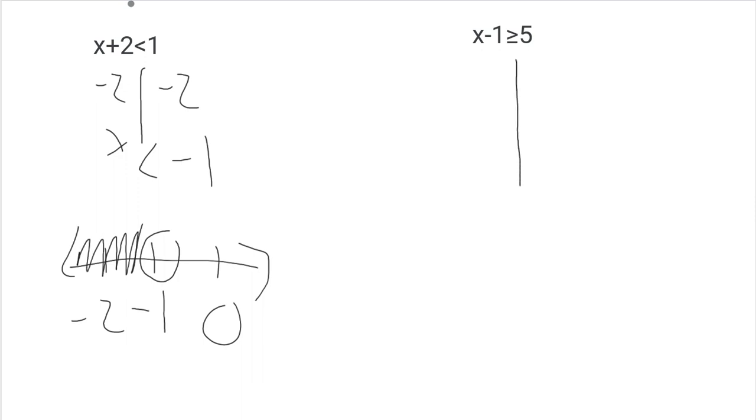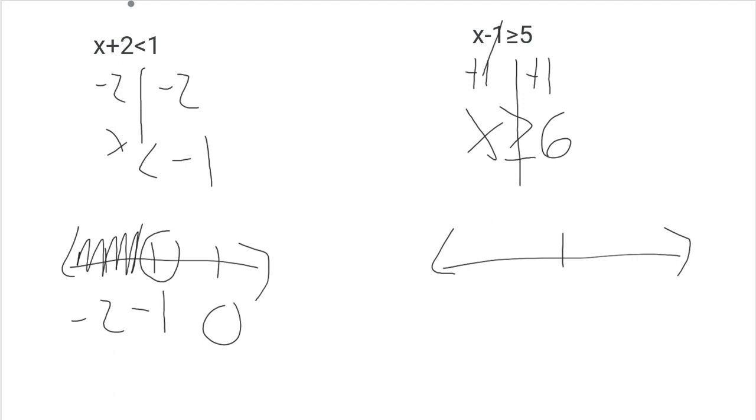Line down the middle, +1 to both sides to make this cancel and get x all by itself. And it's going to be greater than or equal to 5 plus 1, which is 6. So to graph that, number in question's in the middle, number bigger than it, number smaller than it. It's going to be a closed dot because of the or equal to. And it says pick a number bigger than 6. So I'm going to shade to the right.